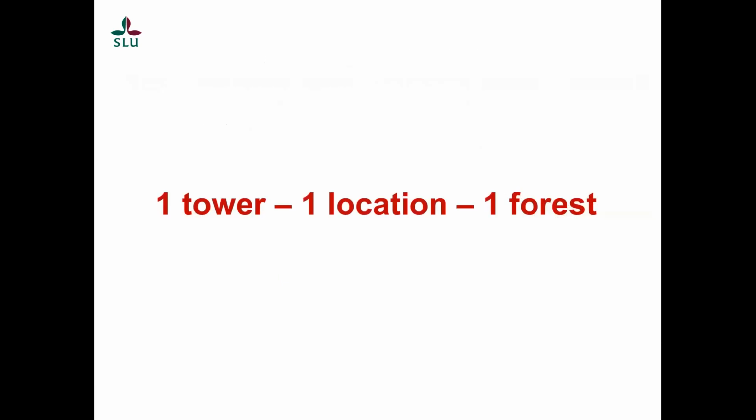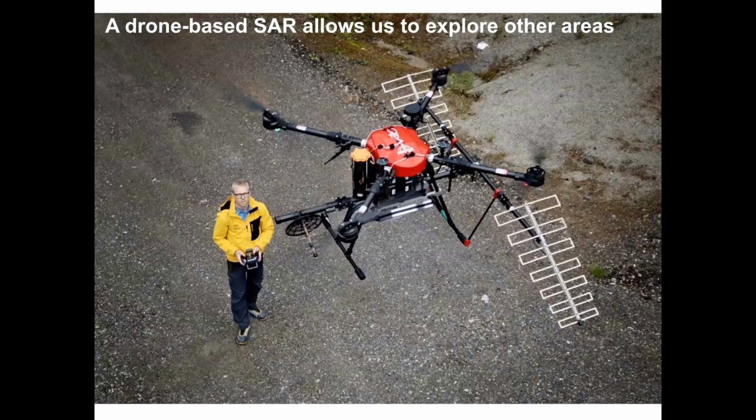Anyways, this is just one tower at one location and one forest. So how can we generalize this? How can we understand this better? Well, we have this drone-based radar system, which allows us to explore other areas. So the current work is trying to compare what we get from this drone-based radar and the tower-based radar to see if we can build on the same principle. So these hypotheses that we have derived from the tower, can they start to be applied with the drones? We can actually measure other types of forest, other ages, other compositions of the species.